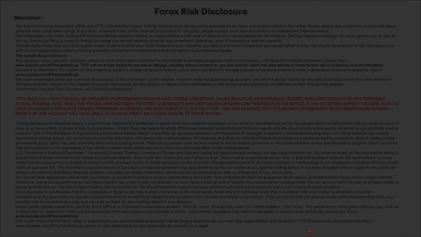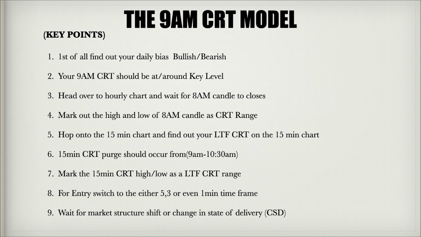How is it going, everyone? Traders, today we are diving into an exciting and powerful strategy, the 9 AM CRT model. This strategy is designed to help you find high probability trade setups during the 9 AM session. We'll break down each key step, making it simple to understand and implement in your trading.